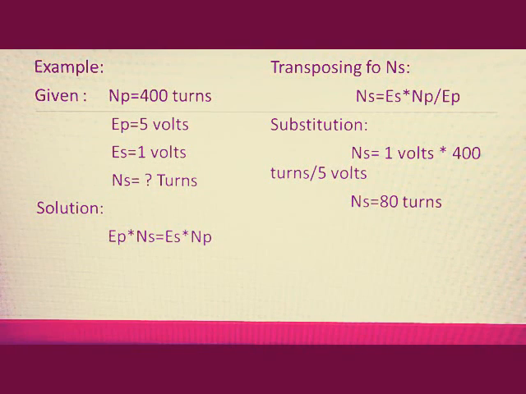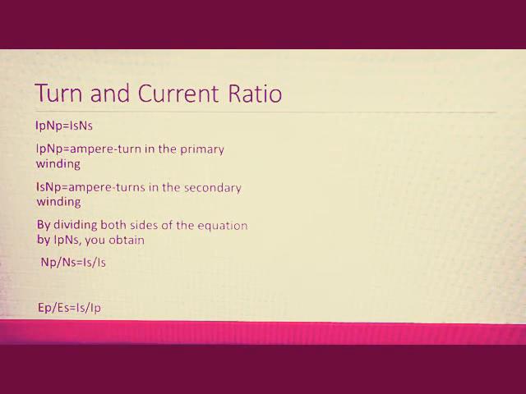Turn and current ratio: IP NP equals IS NS. IP NP is ampere-turns in the primary winding. IS NS is ampere-turns in the secondary winding. By dividing both sides of the equation by IP NS, you obtain NP divided by NS equals IS divided by IP, and EP divided by ES equals IS divided by IP.